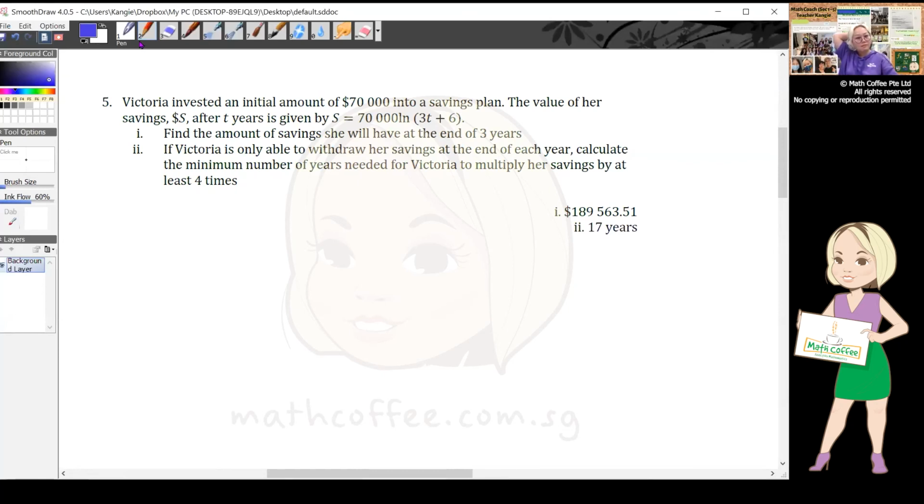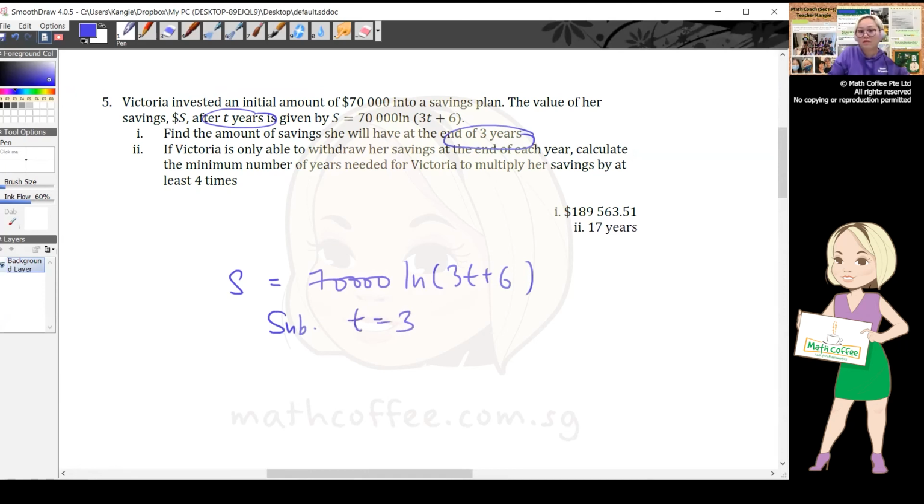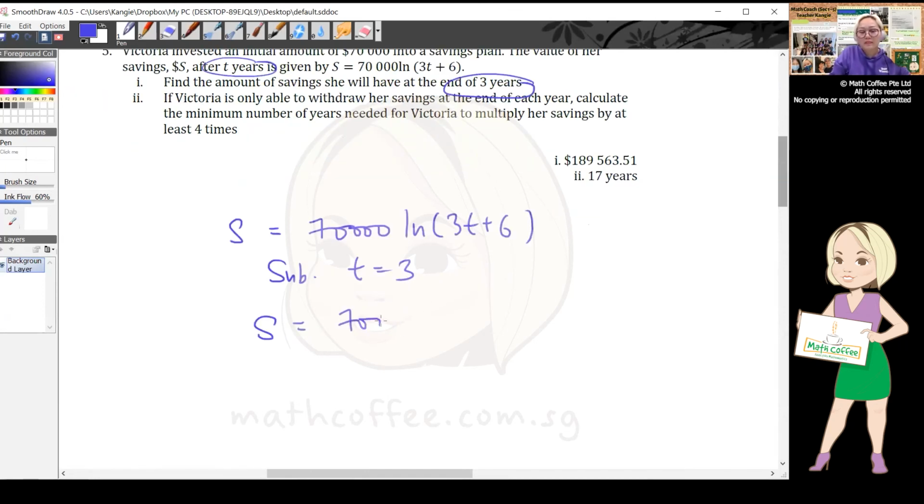Okay, question 5. Victoria invests an initial amount of 70,000 into a saving plan. The value of her savings after t years is given by S = 70,000 ln(3t + 6). So find the amount of savings she will have at the end of the 3 years. This is pretty straightforward. At the end of 3 years means that my t is 3. So I simply just need to sub t equals 3. So S is equal to 70,000 ln(3 × 3 + 6).